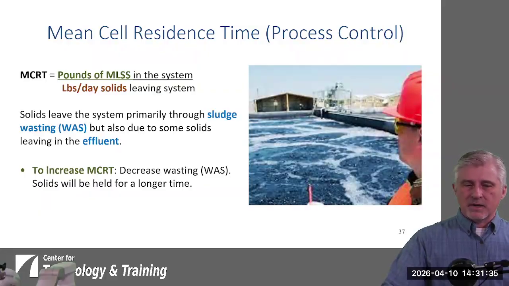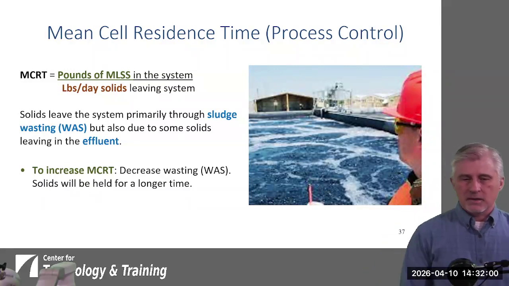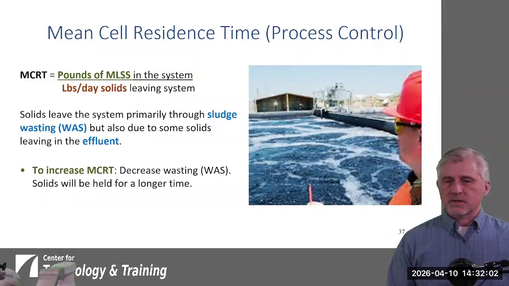So increasing the MCRT promotes slow-growing microbes, enables better nitrification, or ammonia removal, and reduces the sludge production. And reducing the MCRT, we use that to prevent excessive sludge age. We don't want these things to get too old, and it can help reduce operational costs and control some of the operational problems that can come along.